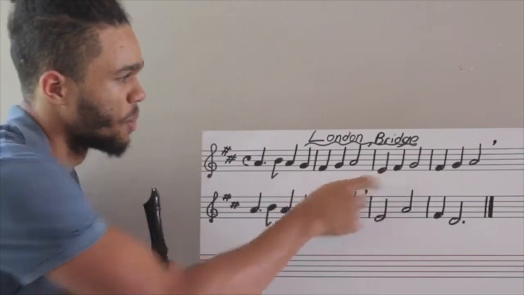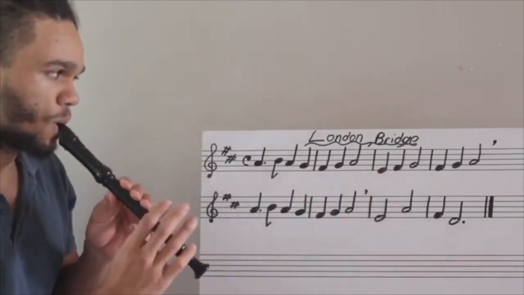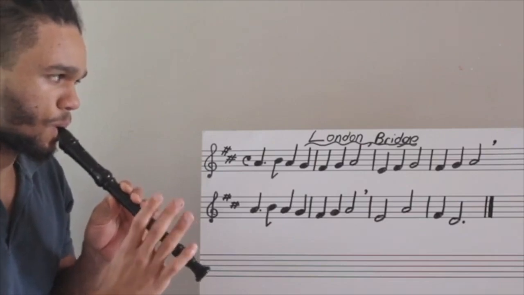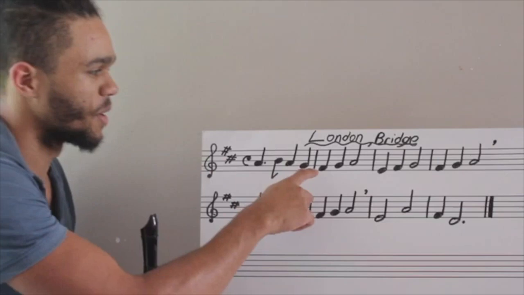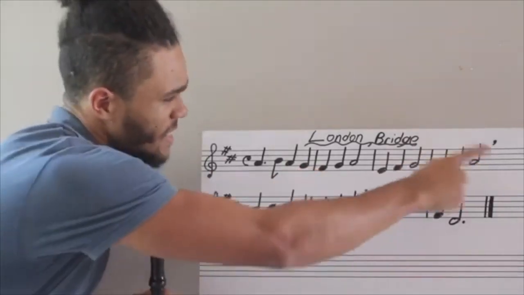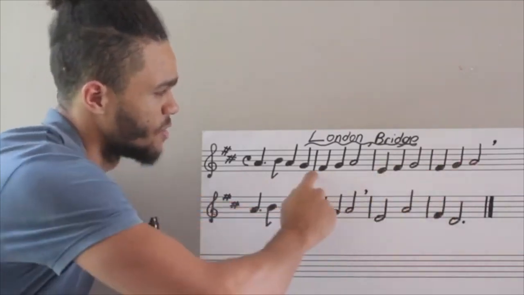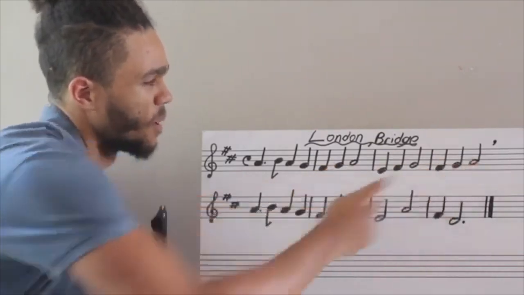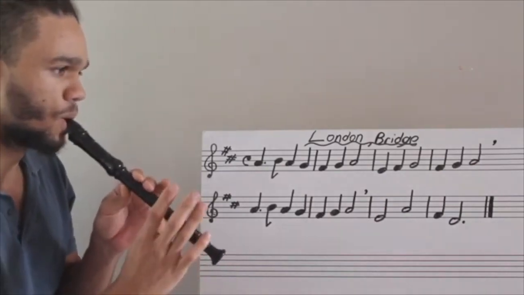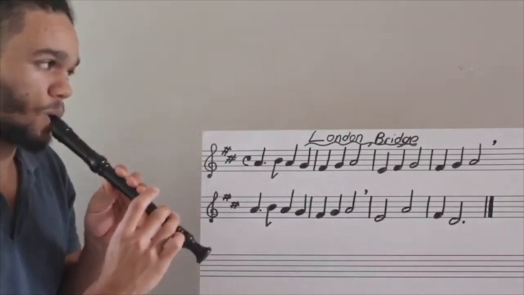Let's try bar number 2 and bar number 3. 3, go. Alright, so there you go. Just remember it starts with an F sharp. Then bar number 4 is exactly the same as bar number 2. Because we go again, F sharp, G, A, F sharp, G, A. So let's try bar number 4. 3, go. One more time, bar number 4.